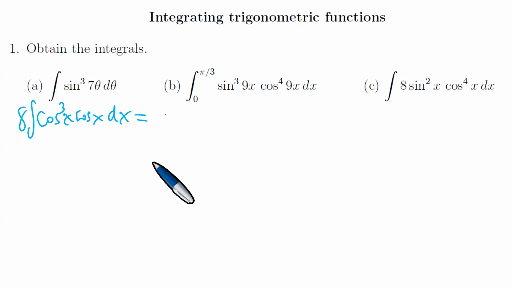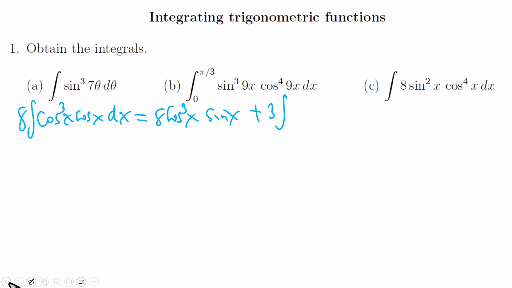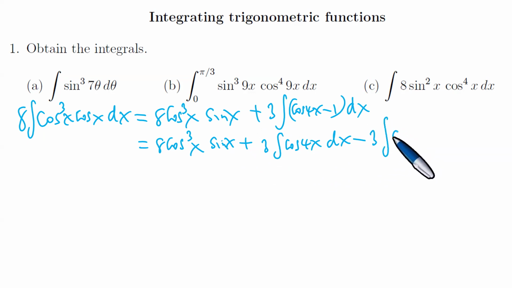8 cosine cubed x sine x plus 3 cosine 4x. So what is this? It's 8 cosine cubed x sine x plus 3 cosine 4x dx, minus 3 the integral of dx, meaning giving us 8 cosine cubed x sine x.